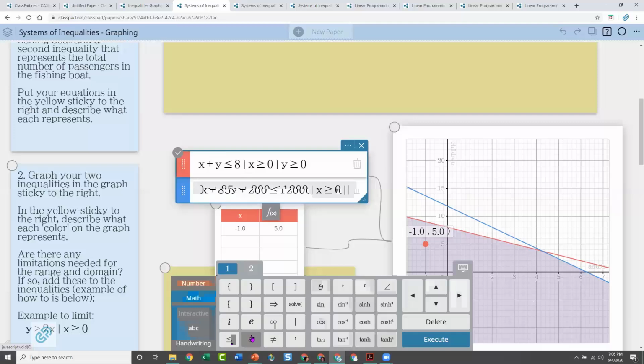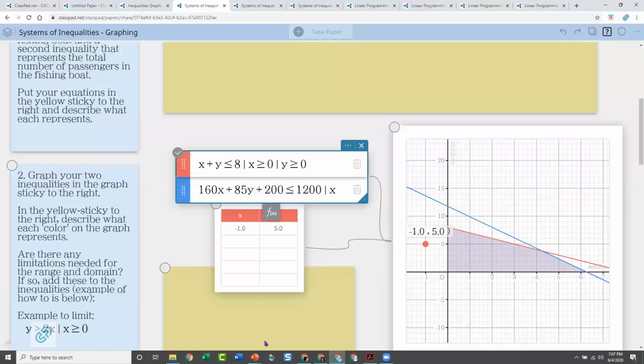And I really like Classpad because it's one of the only ones that lets you actually constrain both the X and the Y at the same time. Most only let you constrain one.